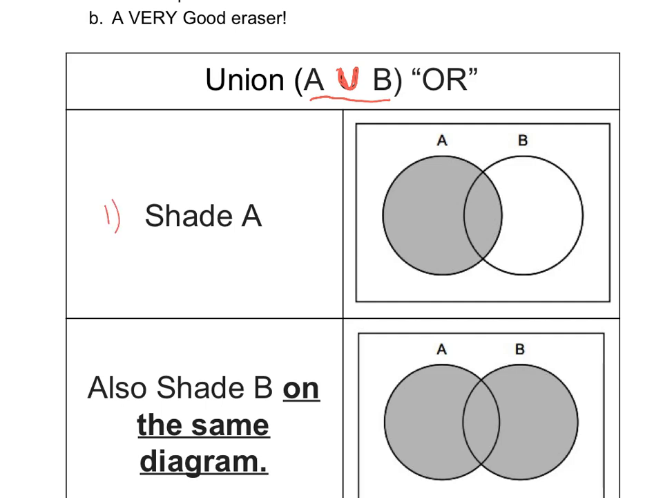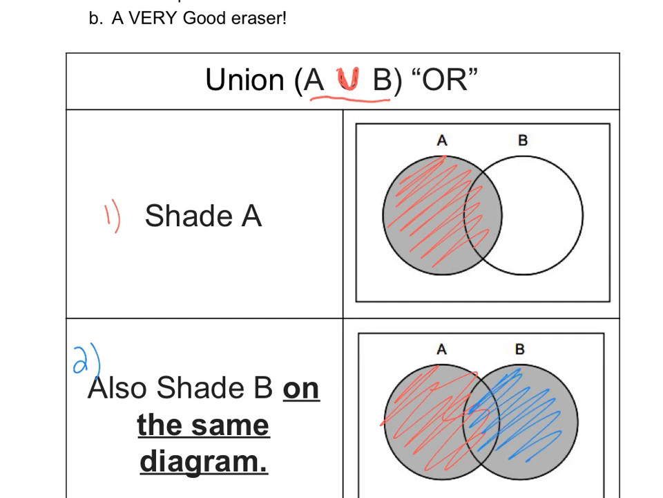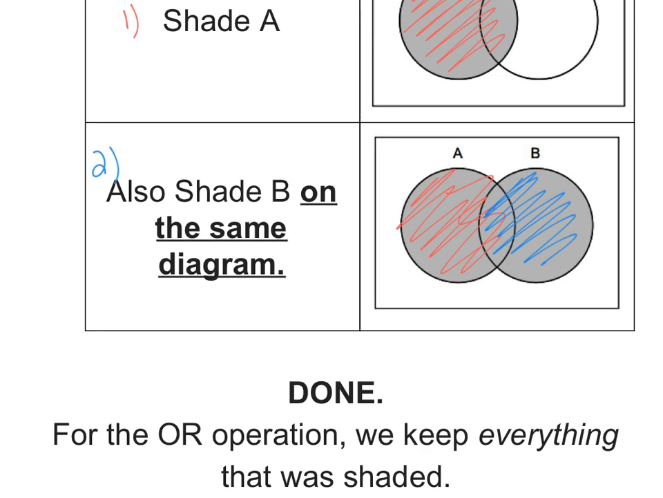Step one, we shade set A. You can see that set A is completely shaded over here on the right. Step two, we're going to shade set B, and we're going to do it on the same diagram. Set A has already been shaded. Now we're going to shade set B, and we're finished. So this is A or B. It's everything that we shaded for A and everything that we shaded for B.